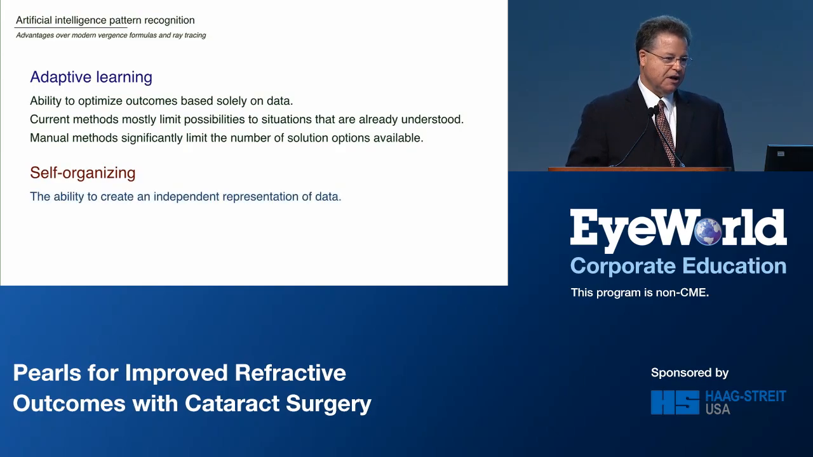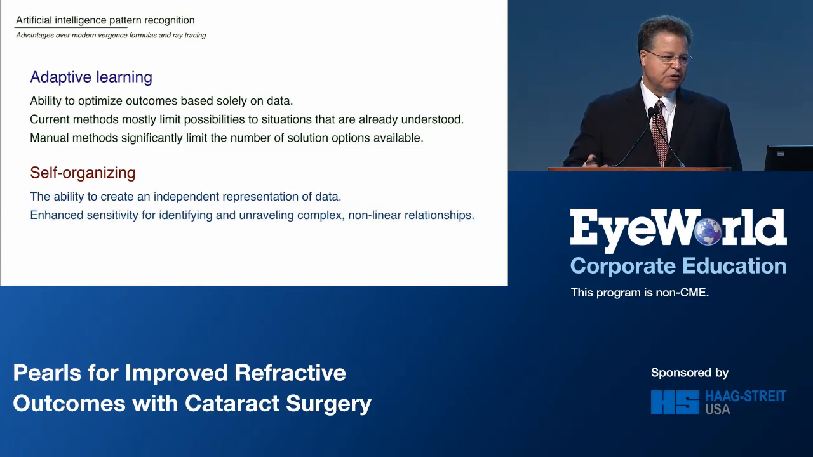It's also self-organizing, which means it has the ability to create a representation of the data independent of everything else. And it has an enhanced sensitivity to uncover relationships that were previously unknown. And we're beginning a project right now in Asia that may have some stunning implications for ophthalmology for that part of the world. And it's generally free of calculation bias.